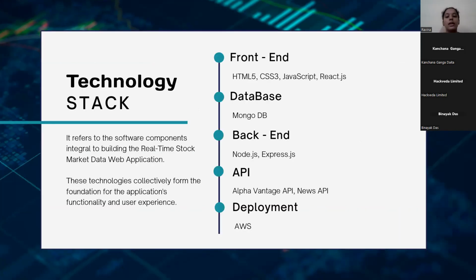So taking a look into the technologies used: front-end, database, back-end, API, and deployment. This gives us that we are using a MERN stack. That is, M stands for MongoDB for database, E stands for Express.js for the framework, R stands for React.js for front-end, and Node.js for backend. We'll be discussing these technologies one by one.